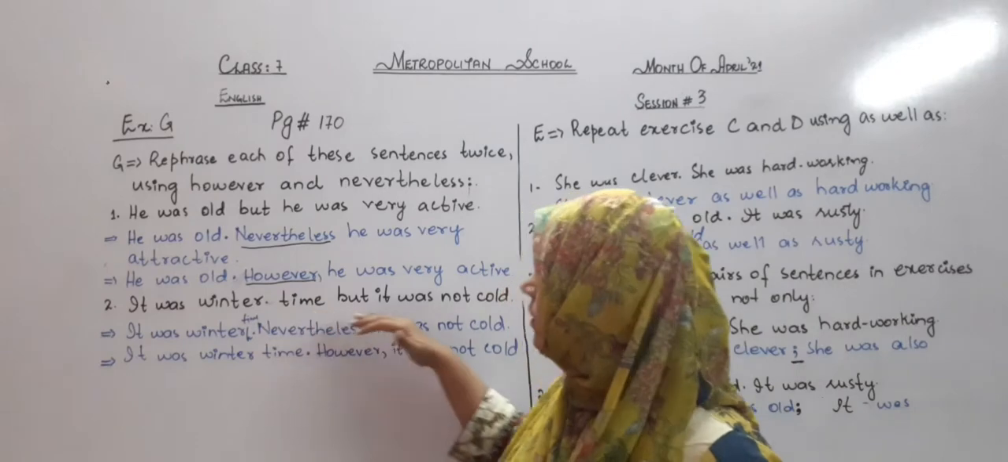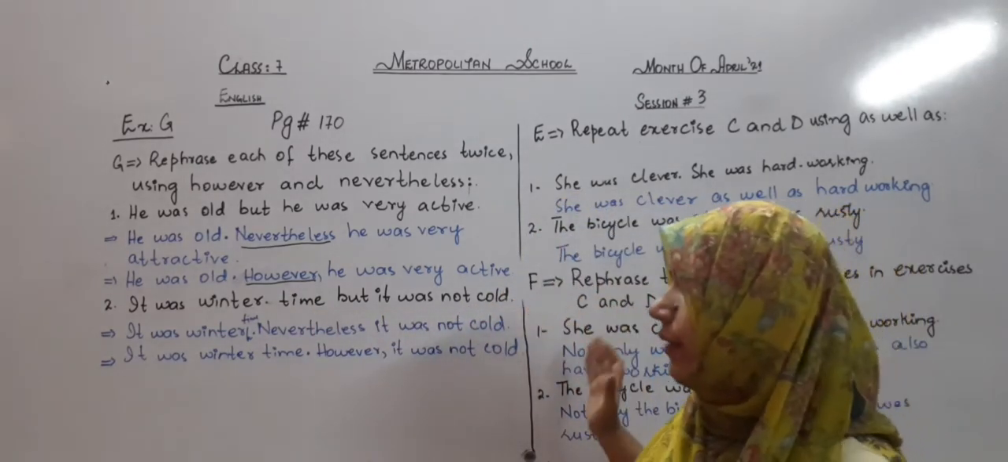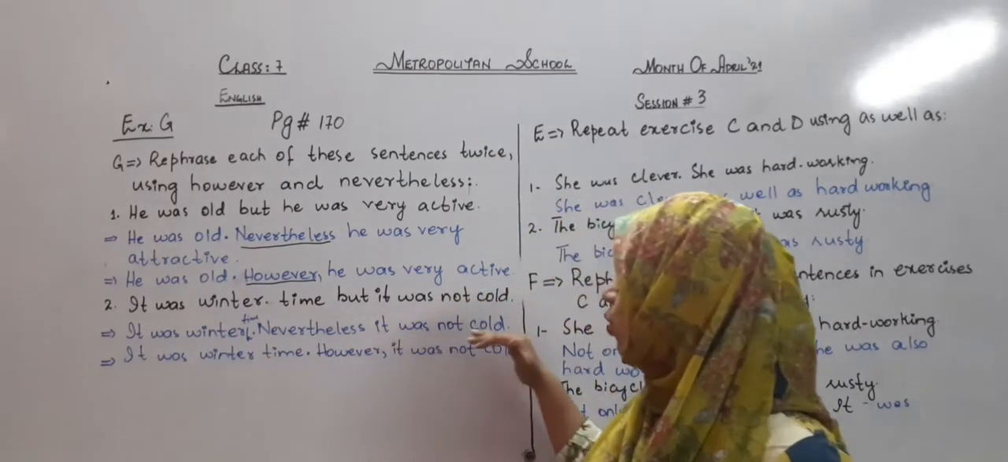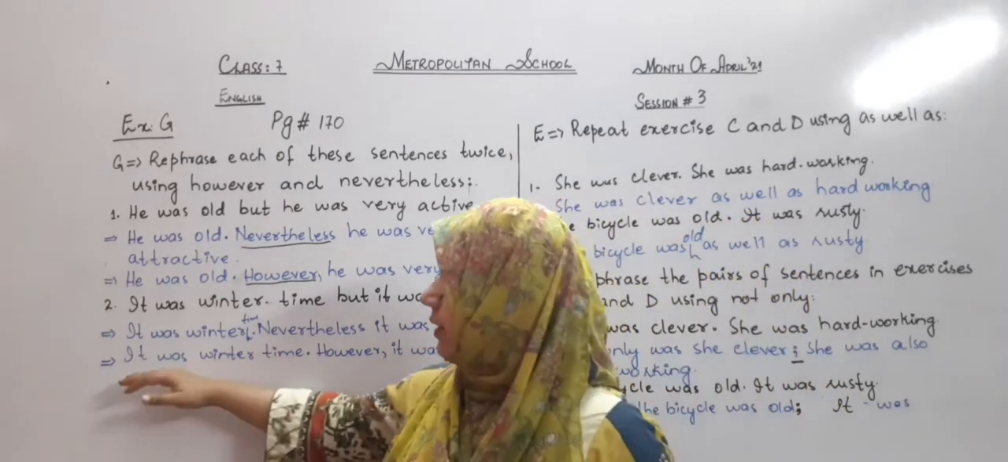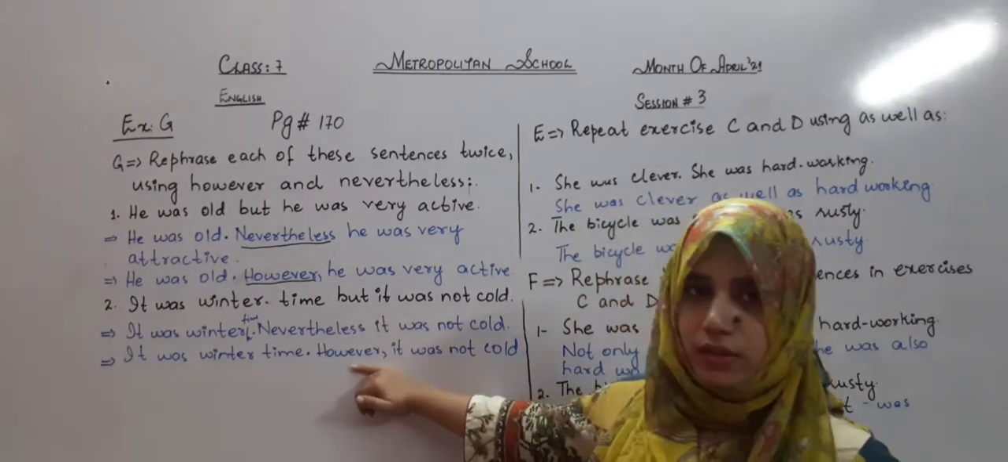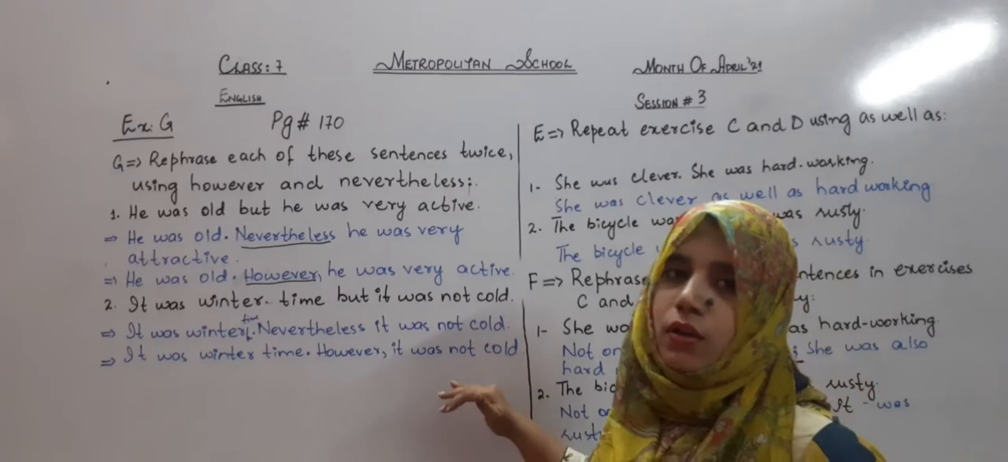It was winter time but it was not cold. So how can you change the sentence? It was winter time, nevertheless it was not cold, right? So take another example. It was winter time, and what are we going to use? We are going to use however, it was not cold.